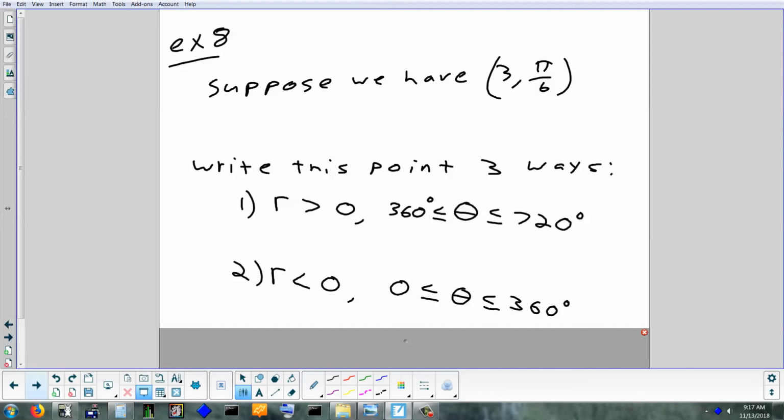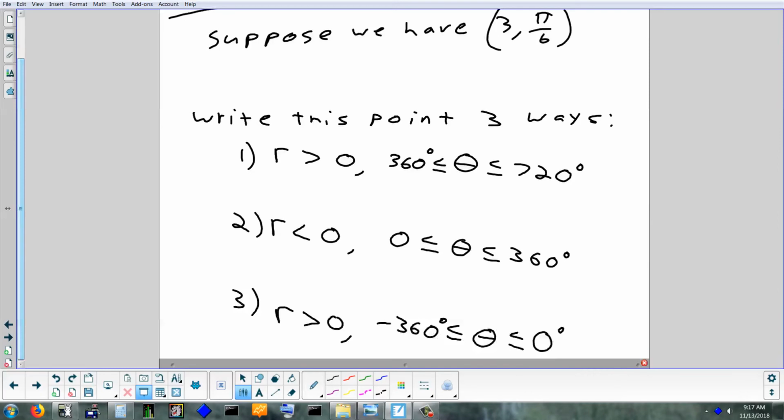The second way I want you to write it is I want the first number to be negative. So I want a negative answer. And I want the angle positive between 0 and 360. Okay, and then the third way, we're going to go back to a positive radius. Now I want a negative angle between negative 360 and 0.